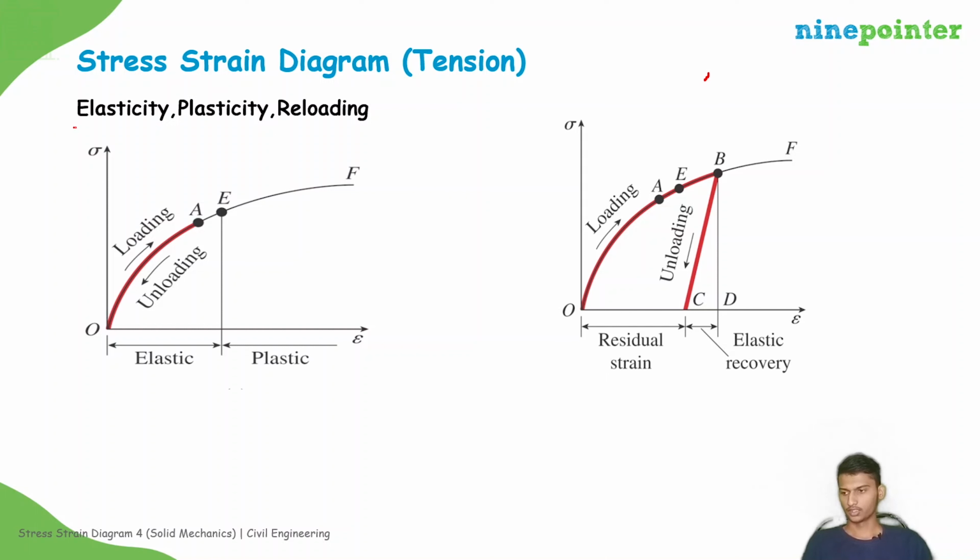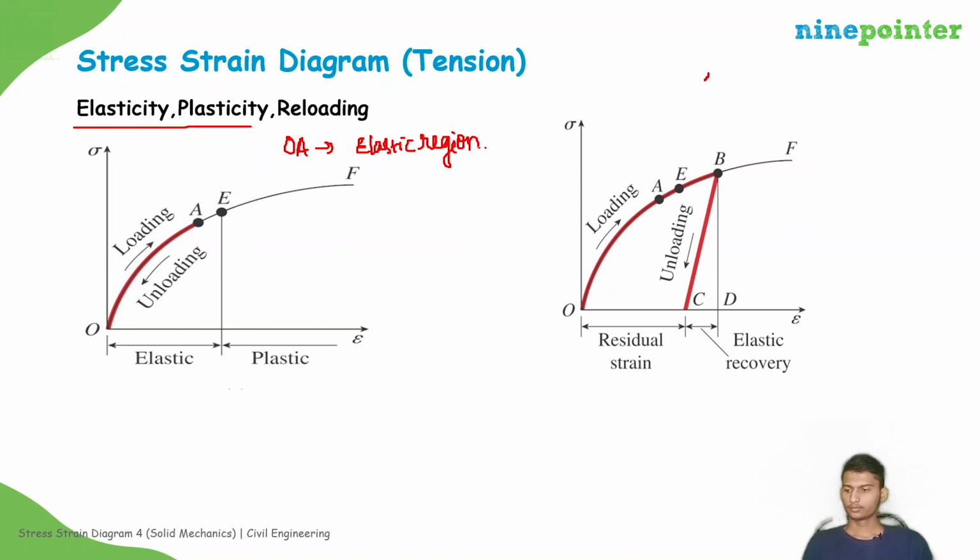elasticity and plasticity, right? Elasticity means the material's stiffness to deformations. Plasticity means the amount of permanent deformation that can happen in a material. We already know how the stress strain diagram for a ductile material looks. Now let us understand, after we are loading, what happens if we unload? The region OA is the elastic region.